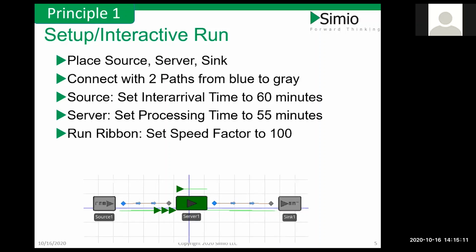Okay, so to do this, we place a source, server, and sink and connect them with the 2 paths, set our arrival time to 60 minutes, our processing time to 55 minutes. That will basically reproduce our car detailing problem that we had before. So let's do this really quickly, since I think that's something that we can do together.